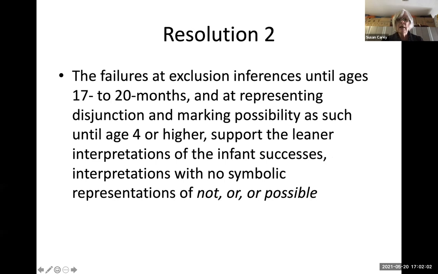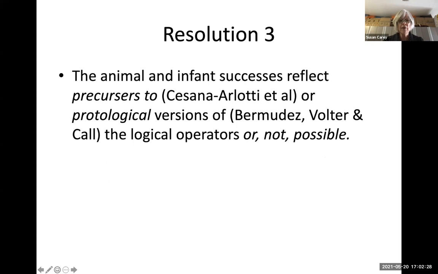The second is that the failures support the leaner interpretations of the infant successes, interpretations with no symbolic representations of not or impossible. I think that's open. We need to do a lot more work in infancy looking for signatures of the actual representations that are underlying the successes. And the third is that the infant and animal successes reflect precursors to, or protological versions of, the logical operators or, not, or possible, okay? Now, I think this is possible too, right? They're implicit representations, but there you need to actually say what those might look like and seek evidence for them.